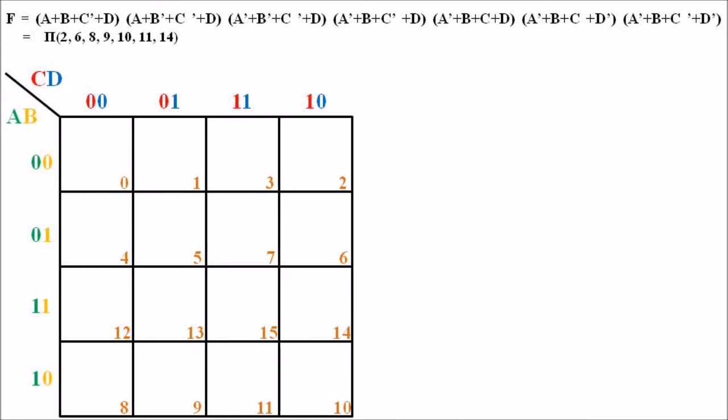Now we have to mark the given function into this K-map. Here, the given function is a Pi function, Pi of 2, 6, 8, 9, 10, 11 and 14. So we have to mark the value 0 in the cell positions 2, 6, 8, 9, 10, 11 and 14, and the rest of the cells are marked with the value 1. That is, the cell numbers 0, 1, 3, 4, 5, 7, 12, 13 and 15 are marked with the value 1. Now we have to start our reduction.